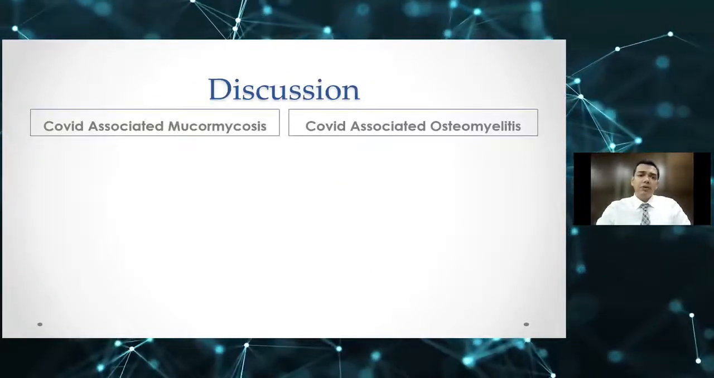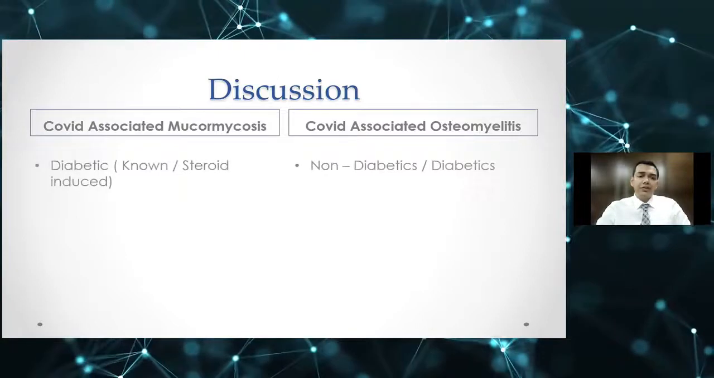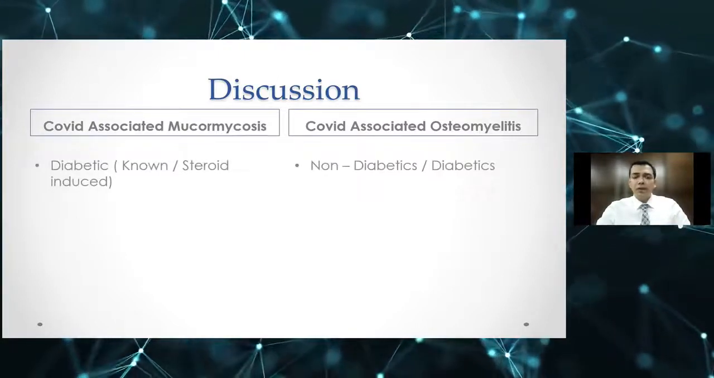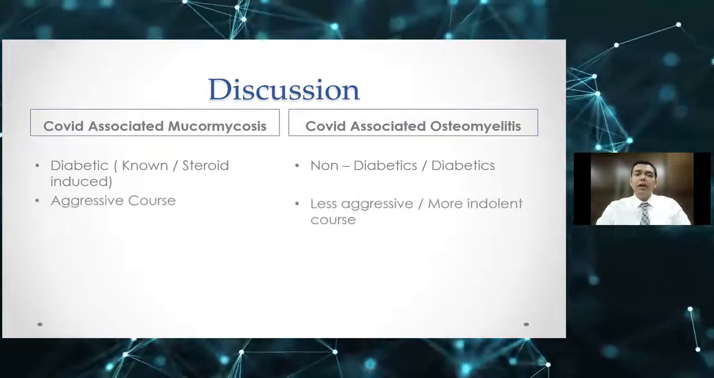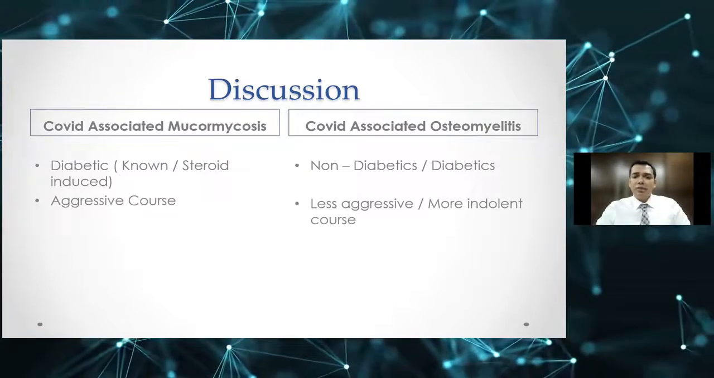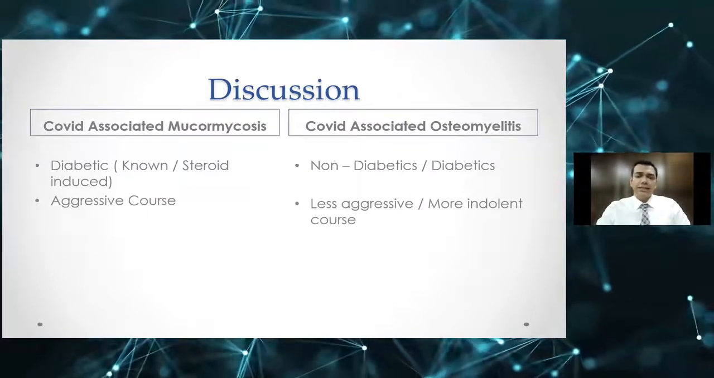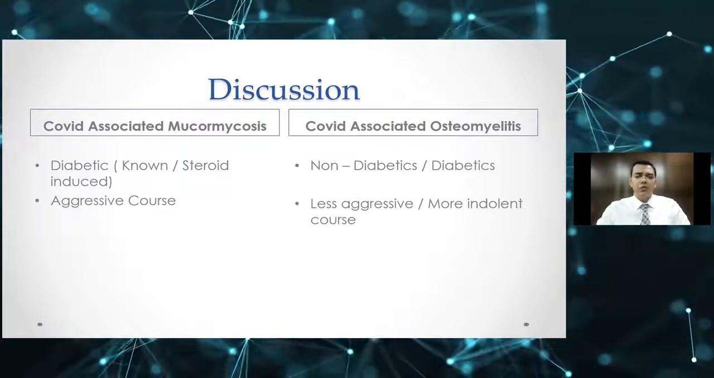Now, when I look back into the case and try to compare it with other patients, mucormycosis tends to be more common in diabetics. My patient was a non-diabetic. Mucormycosis generally has a more aggressive course, whereas this case didn't have that kind of an aggressive course. It was a more indolent course.